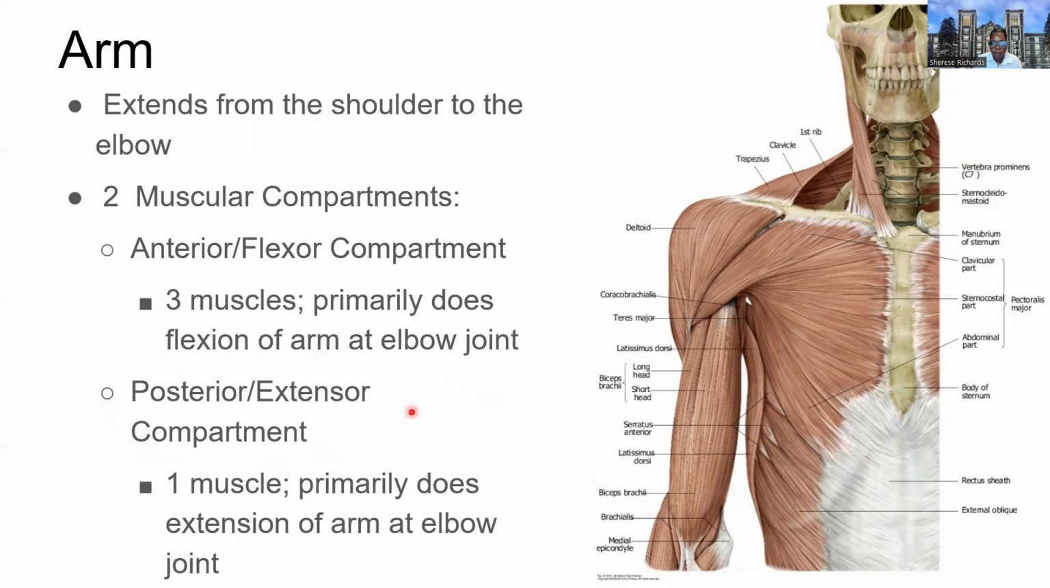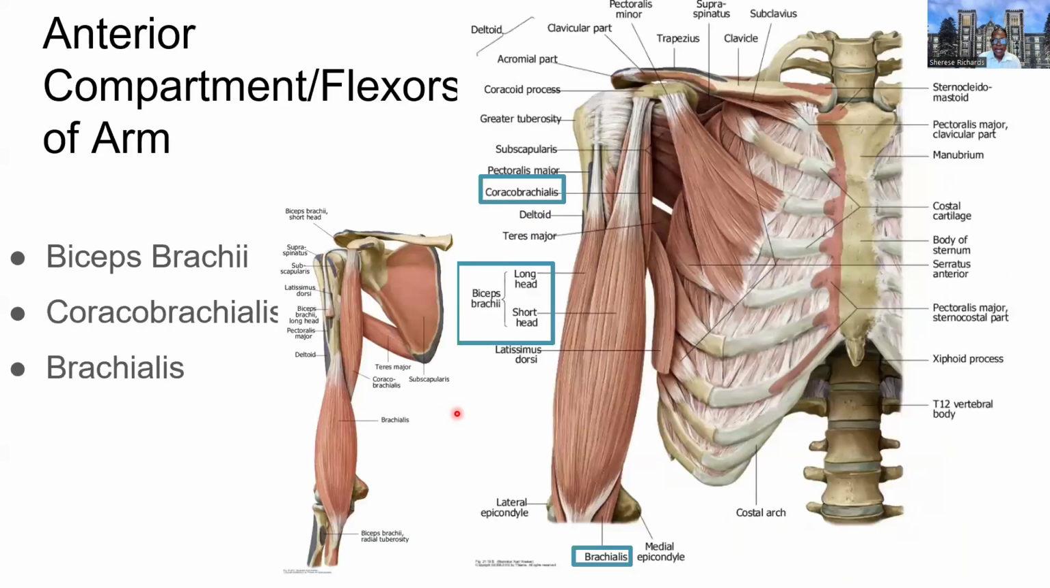The posterior compartment has one muscle that primarily does extension, which is the opposite action, opening up the elbow joint and bringing the forearm away from the arm. So the two compartments here, we can see how they're functionally different as well. The muscles that are found there are going to bring about different types of actions. Let's talk about those three muscles in the front and then the posterior muscle. Now, the three flexors are the biceps brachii.